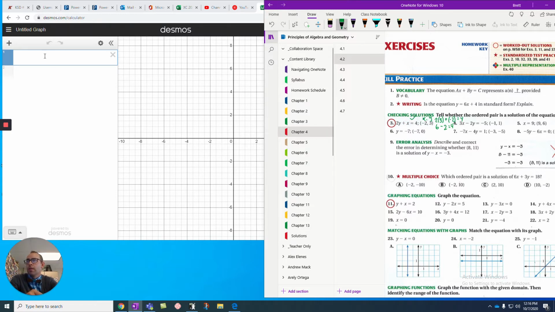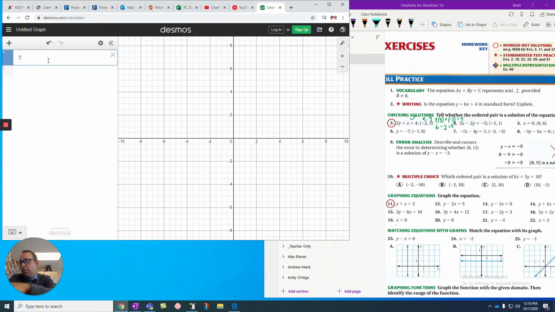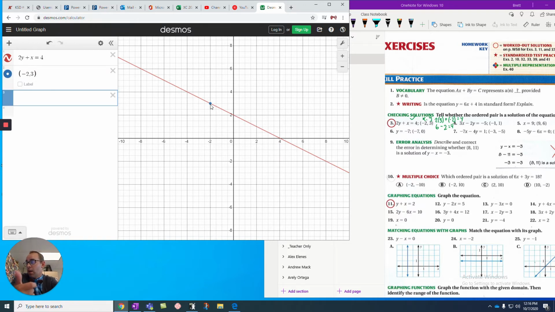Our other option, though, that's not too far off, would be to actually graph 2y plus x equals 4, and then go look for this point negative 2, 3. So if I come over here to negative 2, and I click and drag, I find that negative 2, 3 is on there. The other option that I can do is come right here, and I can actually type negative 2, comma 3, and there's the dot. It's on the graph. So now that I know it's on the line, I can definitely say that it's accurate.